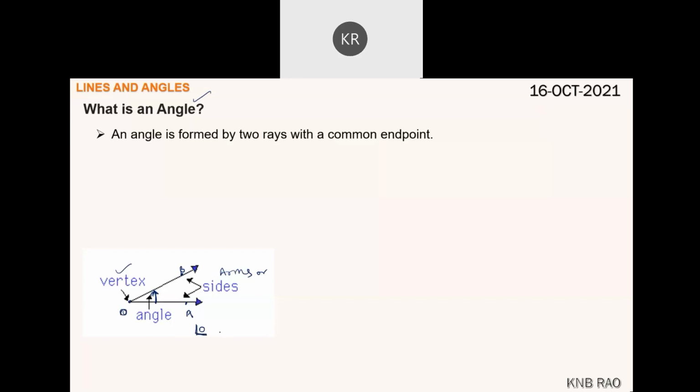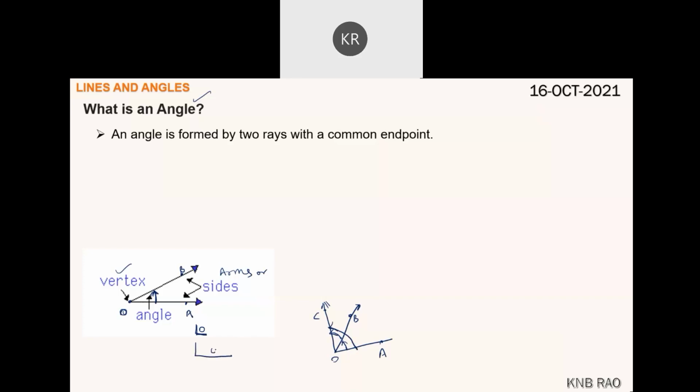This is one way, when the angle is simple and single. But when there is more than one angle at one point, if I have more than one angle at this vertex O, I have angles, let's say one, another, a third, like this. So at such a time, how to read? We will go for reading using three-letter notation.